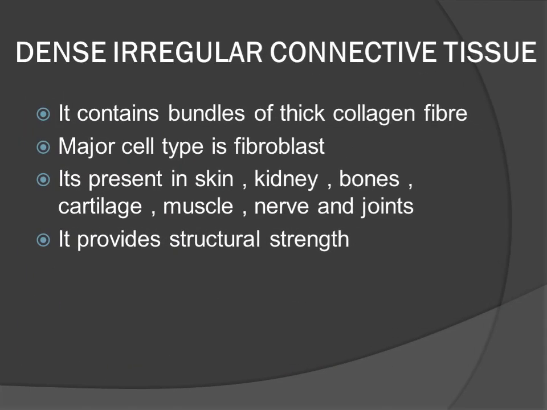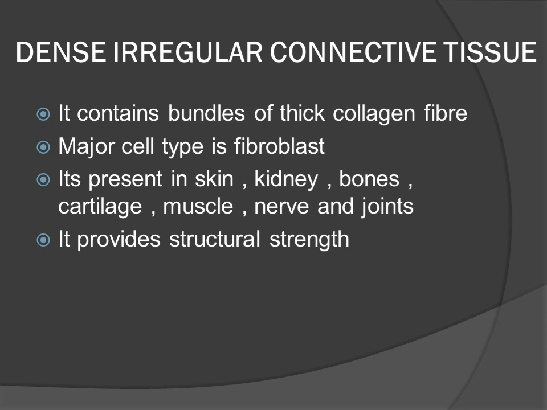The second one is dense irregular connective tissue. Of course, here also the collagen fibers are present, but the arrangement is not regular. It is collapsed. Okay, let us see. It contains bundles of collagen fibers. The major cell type is fibroblast cells.